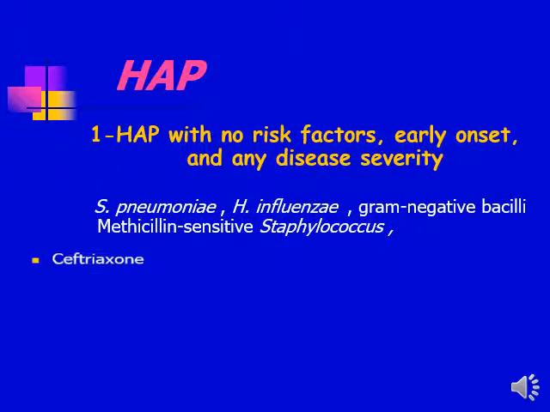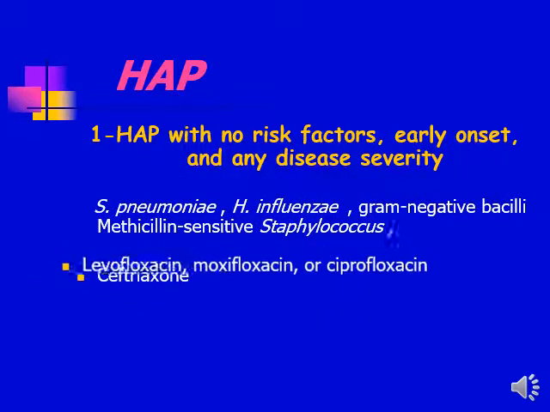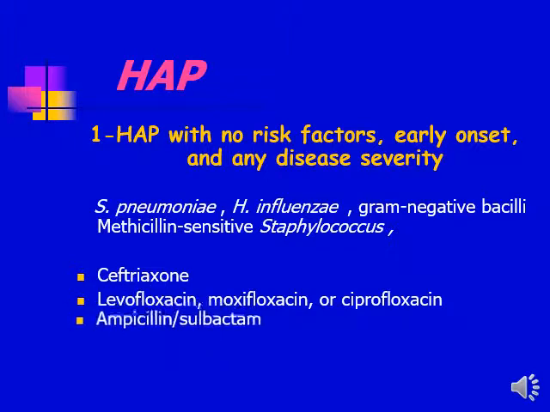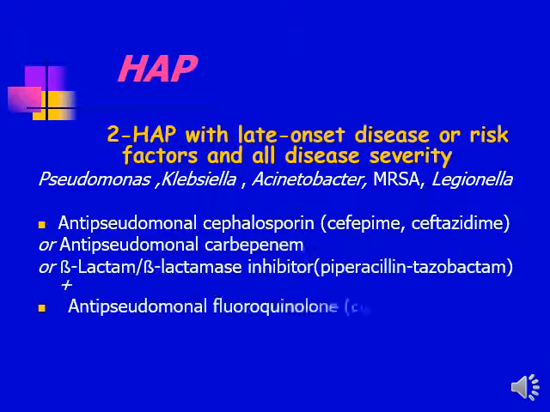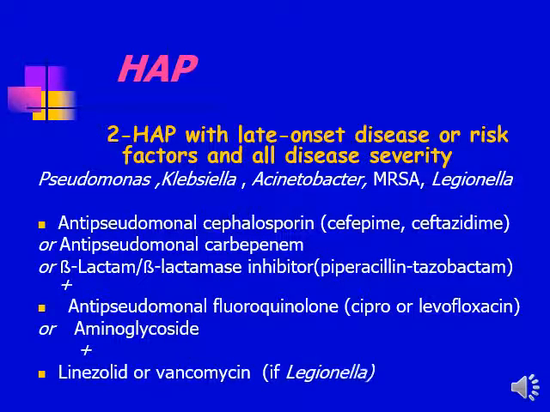Second condition: if the patient has hospital-acquired pneumonia, which means he got the infection inside the hospital. If he has no risk factor, early onset, and no other disease, I can give monotherapy: ceftriaxone, levofloxacin, or ampicillin. If my patient has hospital-acquired pneumonia with late onset, risk factors, and any disease severity, I have to take into consideration that this patient may have a Pseudomonas infection. So my prescription must include an anti-pseudomonal cephalosporin plus an anti-pseudomonal fluoroquinolone plus linezolid or vancomycin.